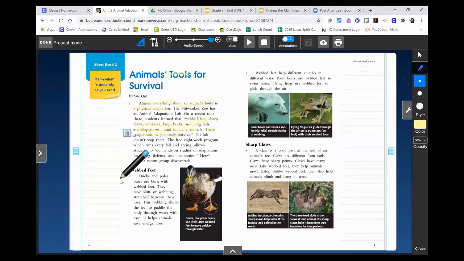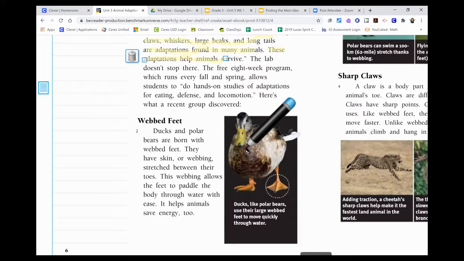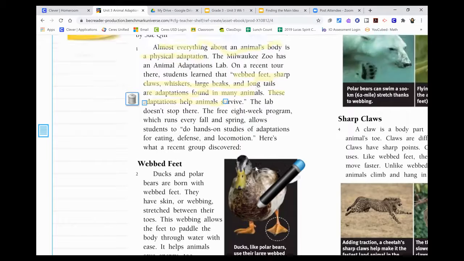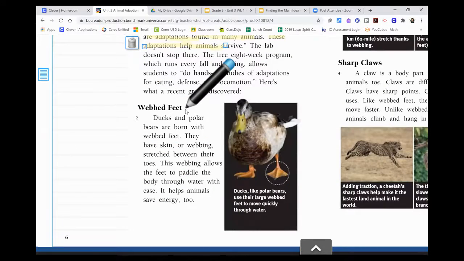So here we are, webbed feet. So just by looking at the picture and the subheading, I know this section is going to be all about webbed feet. And looking at the title of the story, I know that webbed feet is a tool that some animals have to survive. So let's read it. Ducks and polar bears are born with webbed feet. They have skin or webbing stretched between their toes. This webbing allows the feet to paddle the body through the water with ease. It helps animals save energy too.